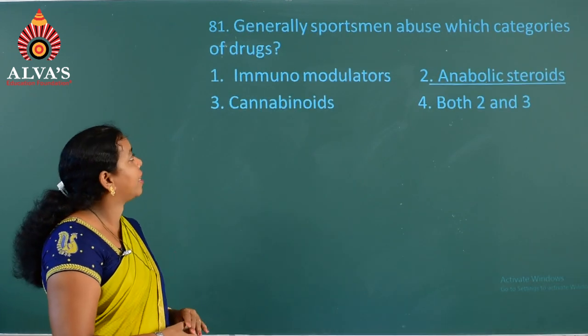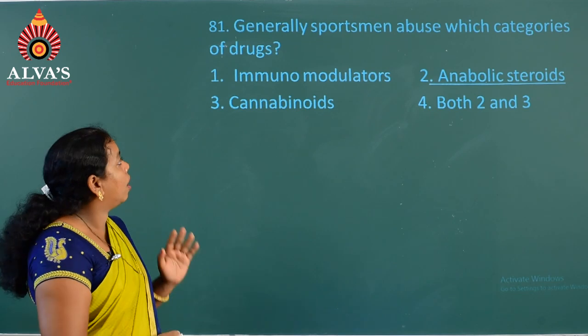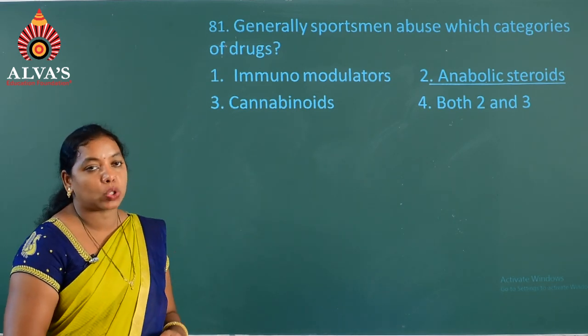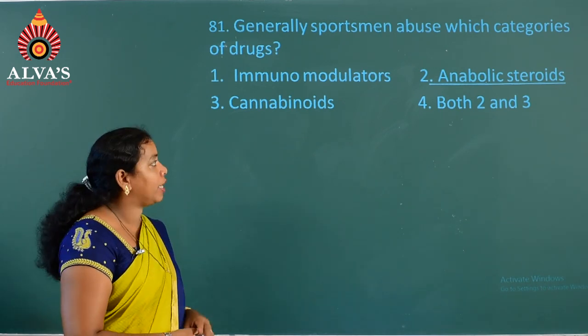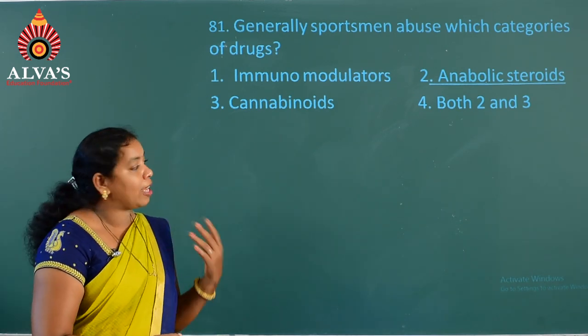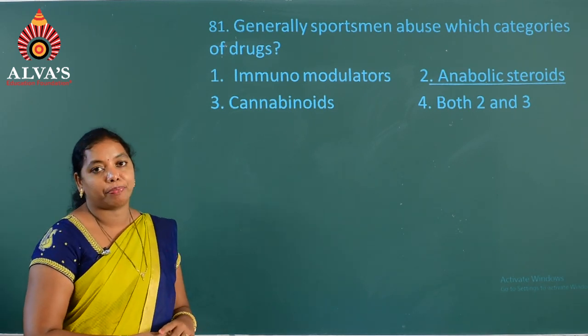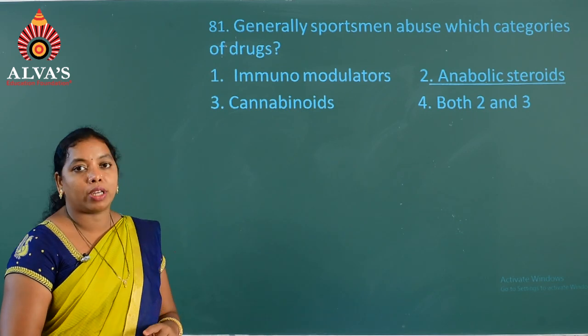Moving on to the next question, question number 81. Generally, sportsmen abuse which categories of drugs? Option 1, immunomodulators. Second, anabolic steroids. Third, cannabinoids. Fourth, both 2 and 3. The right answer is anabolic steroids.